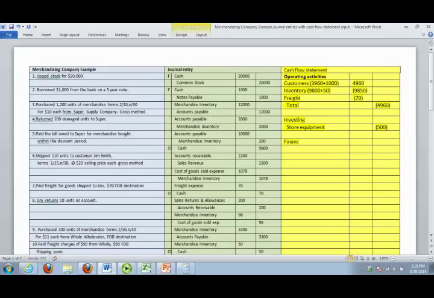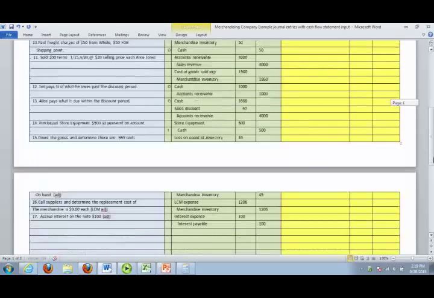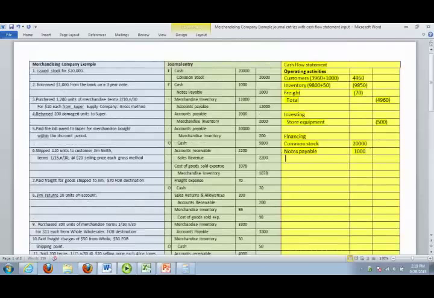And then last but not least, financing. We have two up at the very beginning. So we raise money with owners. So we have common stock issued. So that's an inflow. And we borrowed money from the bank. So we could say borrowed money, or I'll just put notes payable. And that's also an inflow. So I don't think we paid anything back. We didn't pay a dividend. So that's it. So we have a total, which is $21,000 inflow.